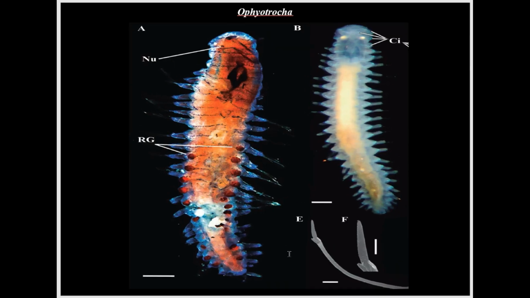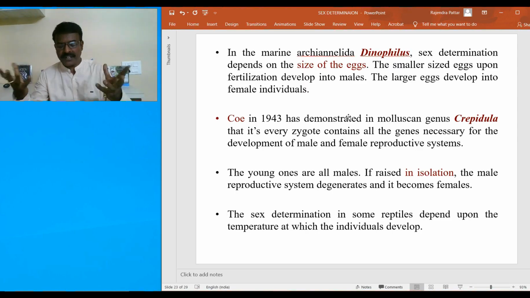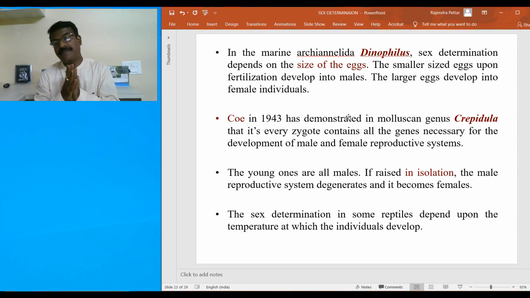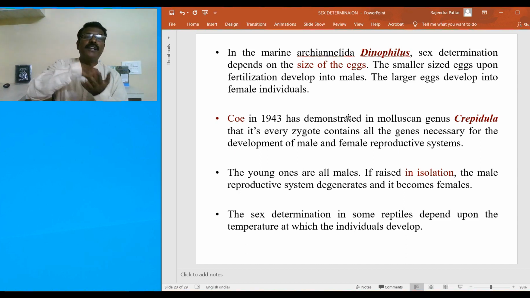You can have a view on this. This is a marine annelid, the name is Ophiotrocha. Next, one more different example, interesting. It is a wonder of nature. Wonders are happening in nature. What happens? Here is one more marine annelid, Dinophilus. This Dinophilus has a different influencing factor from nature.